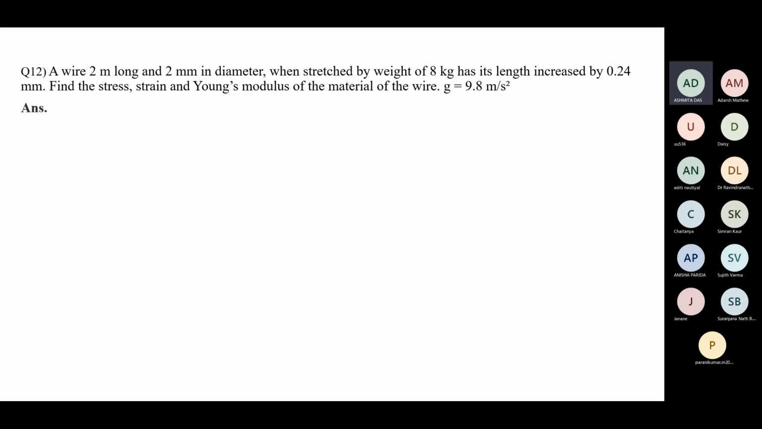Now moving to the formula, stress is equal to F by A. Stress equals 8 into 9.8 divided by 3.142 into 10 to the power minus 3 whole squared. It is basically pi r square. The stress is coming as 2.5 into 10 to the power 7 Newton per meter square.